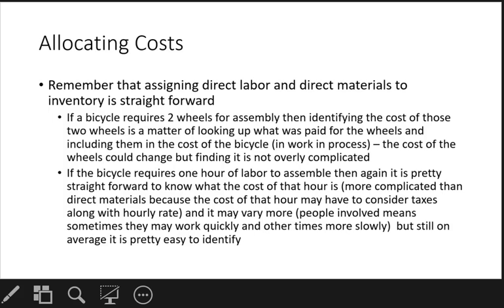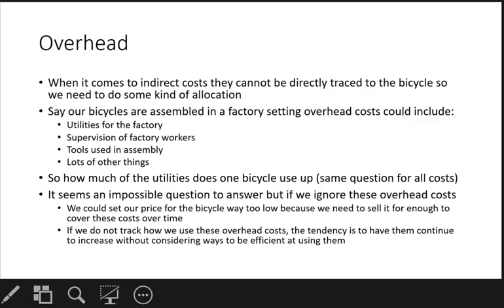So that's the direct cost, and in that way, that process hasn't changed with what we're learning here in activity-based costing. It's when we get to the third component, overhead, manufacturing overhead, factory overhead, whatever you want to call it, that things change. These indirect costs cannot be directly traced to the bicycle, so we're going to have to do some kind of estimate, some kind of allocation, similar to that predetermined overhead rate we learned about in Chapter 1.